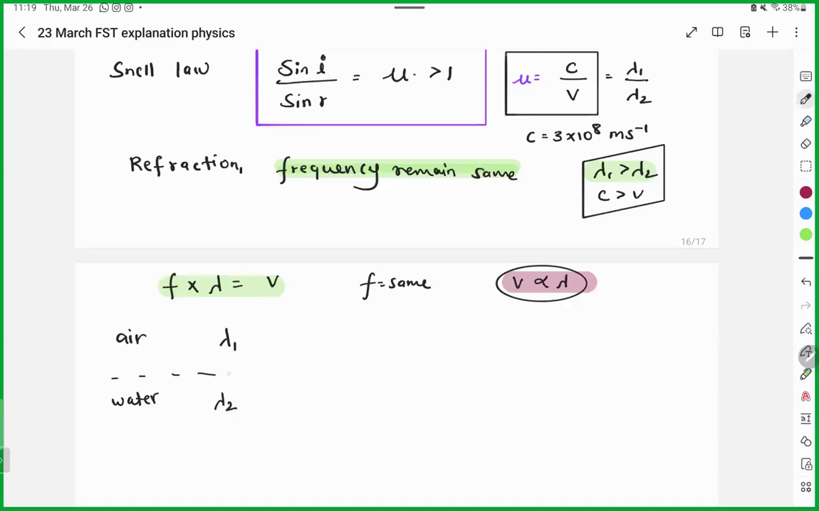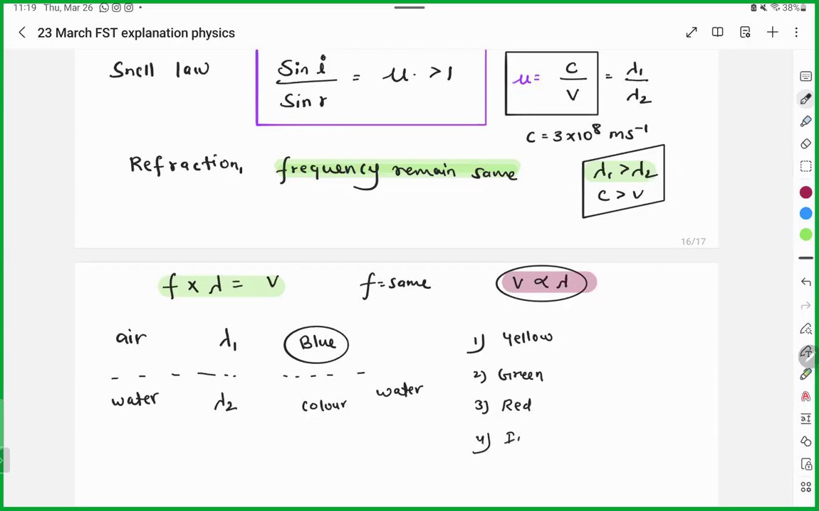Example, if blue color light was moving from air to water, what is the color of the light in water? And your options are yellow, green, red, and indigo. What will be the answer?